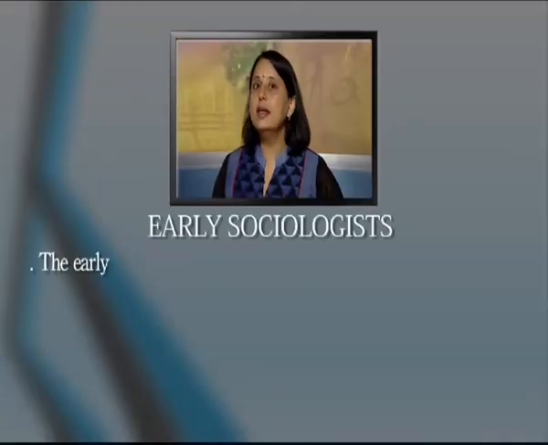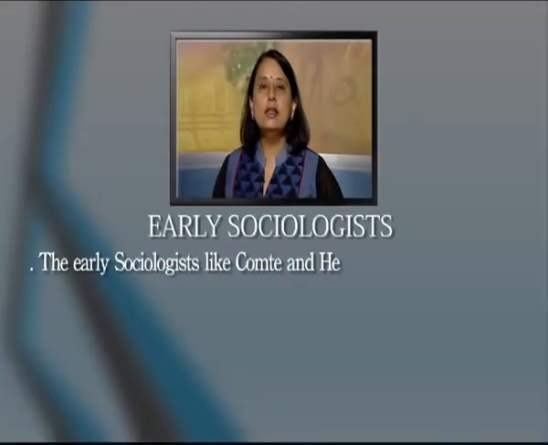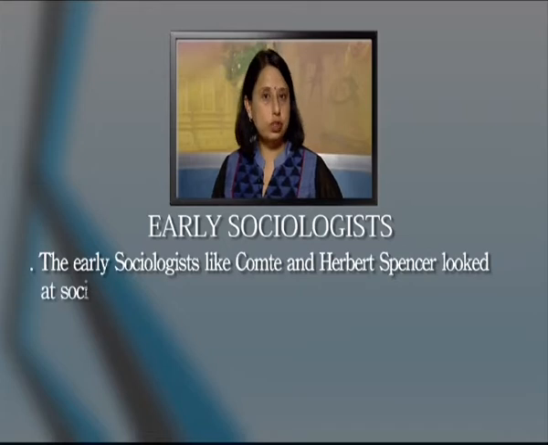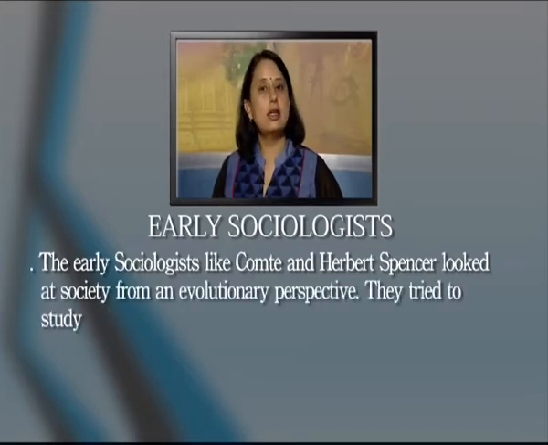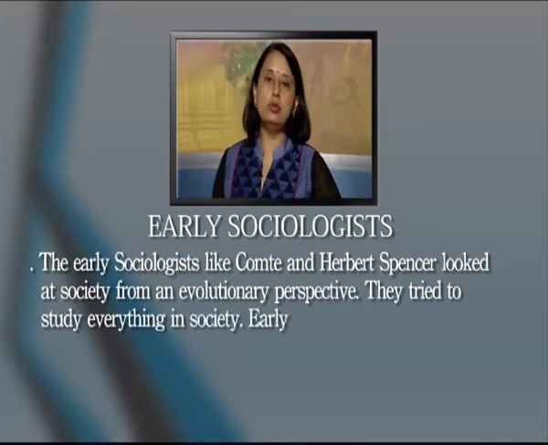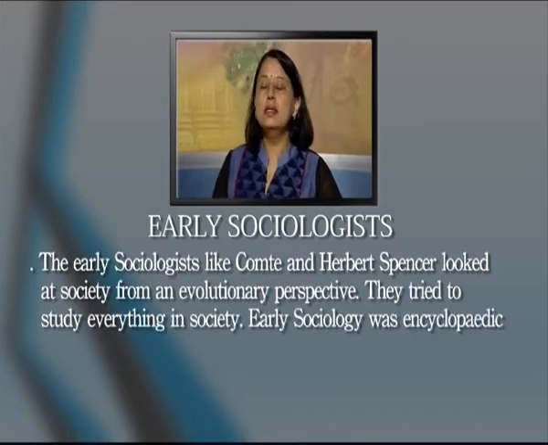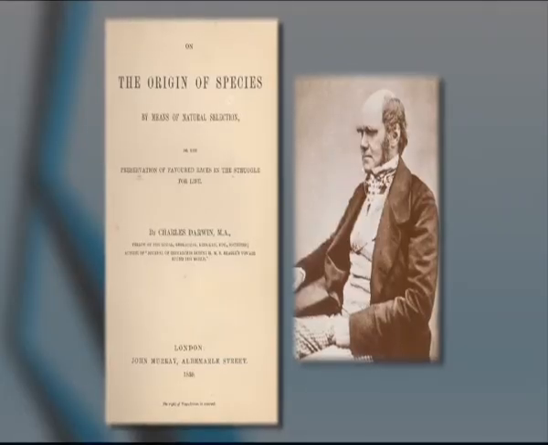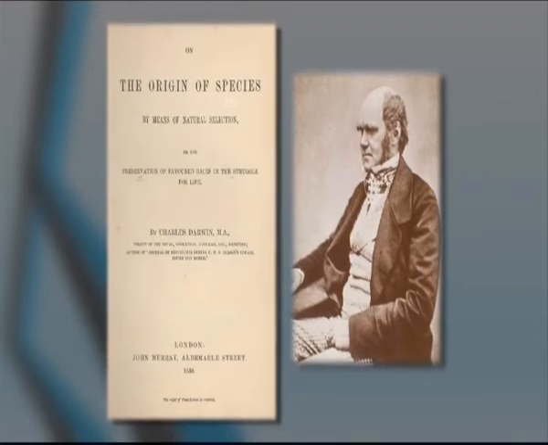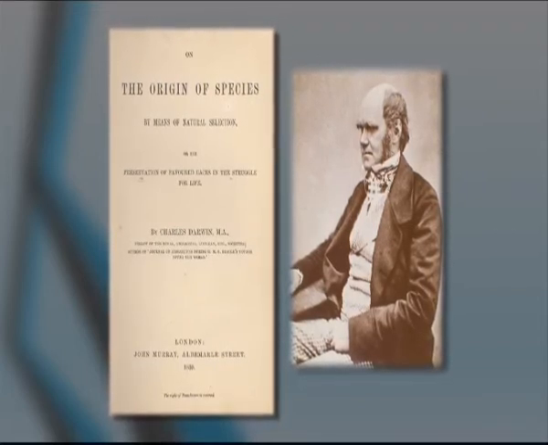Now, as far as the early sociologists were concerned, they looked at society from an evolutionary perspective. That means they tried to study everything in society. By the term evolutionary perspective, what I mean is that they were looking at how societies had emerged. And if you are familiar with history, then you would obviously know that this was also the time of Charles Darwin, the famous scientist, who wrote a book called The Origin of Species.